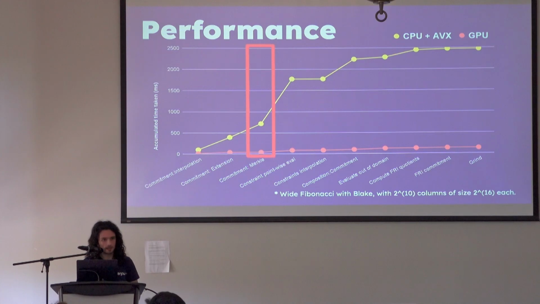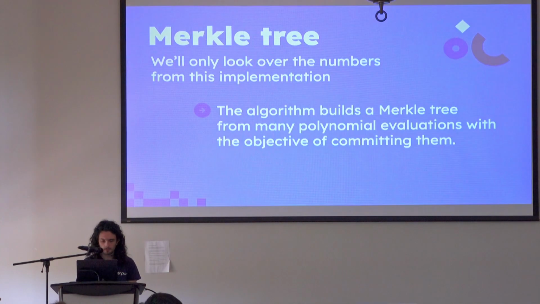We weren't the ones that implemented that, but I think that's a good thing to look into later. We can talk about that if you're interested after the talk. In any case, the algorithm builds a Merkle tree to commit a bunch of polynomial evaluations. So it's not just one Merkle tree, right? I mean, it is just one Merkle tree. You want the root as a commitment, but it is a lot of polynomial evaluations. And we want to commit this for the purpose of the protocol. But for this implementation, we won't look into the math tricks. We'll only look over some numbers, because once again, there are no math tricks.